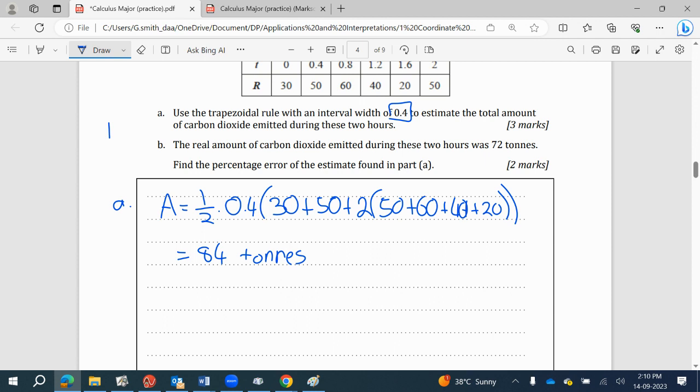Okay, so our next question, B: the real amount of carbon dioxide emitted during these 2 hours was 72 tons. We need the percentage error formula. So if you get your formula sheet again, on topic 1, percentage error, it's the actual value minus the estimated value over the actual value. And then we need to have a positive value there.